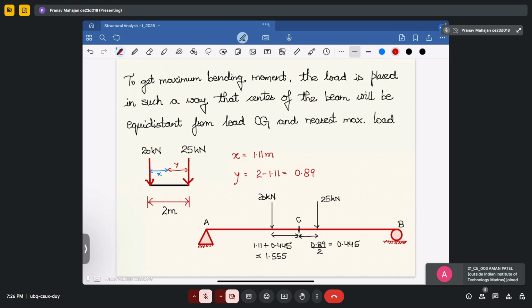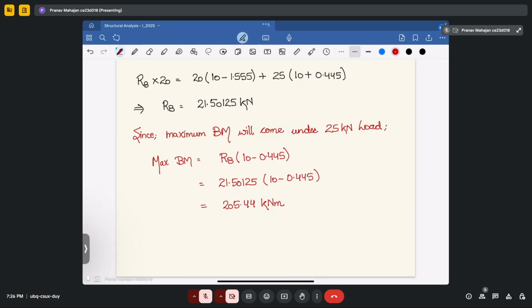So now you already know that the maximum bending moment will come at the point where the maximum load is occurring, that is the 25 kilonewton load. To determine the maximum bending moment at that particular point, we determined the reaction force B, and from that reaction force B multiplied by the distance between the 25 kilonewton load and the reaction B, we are able to calculate the bending moment under the 25 kilonewton load. Okay, so this is what we have covered in this current week.